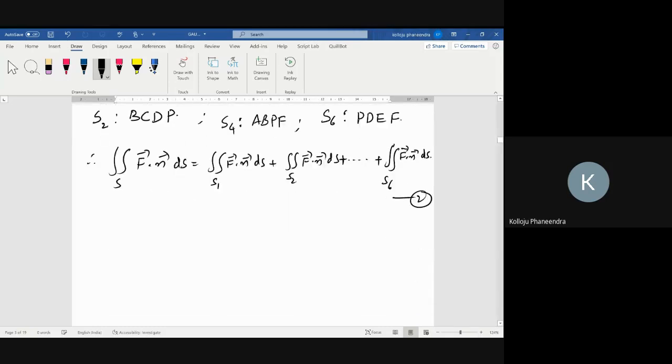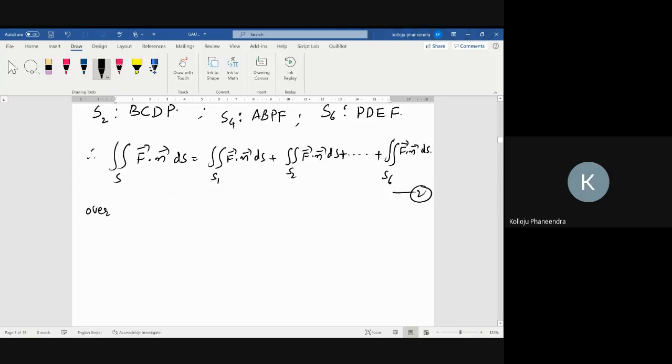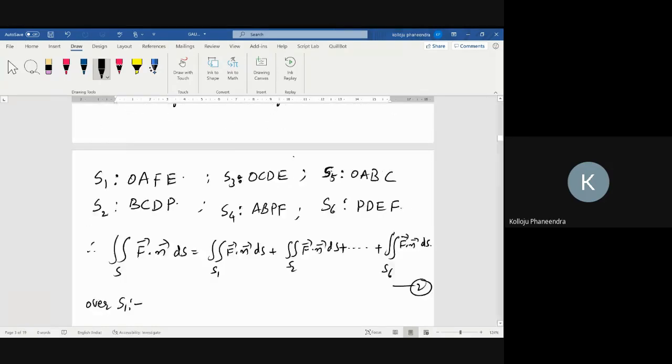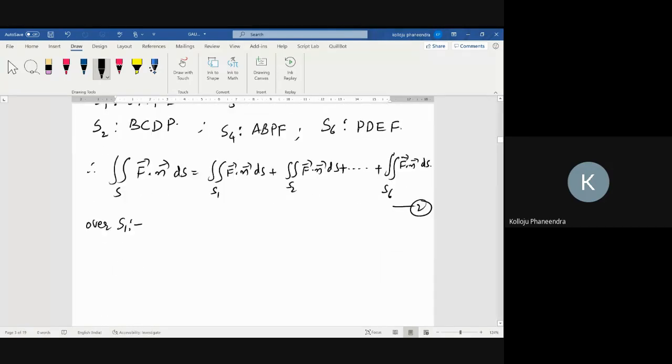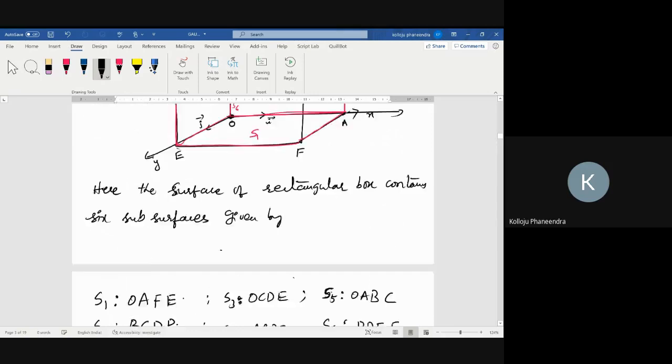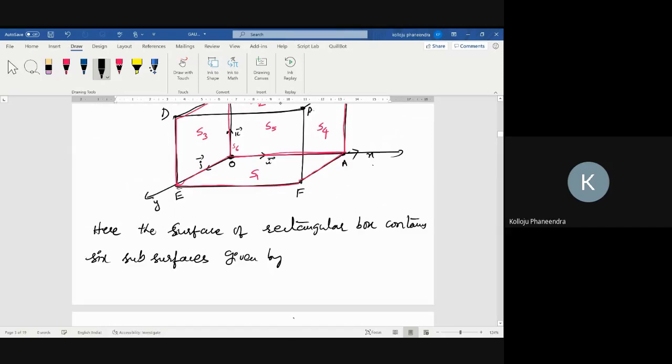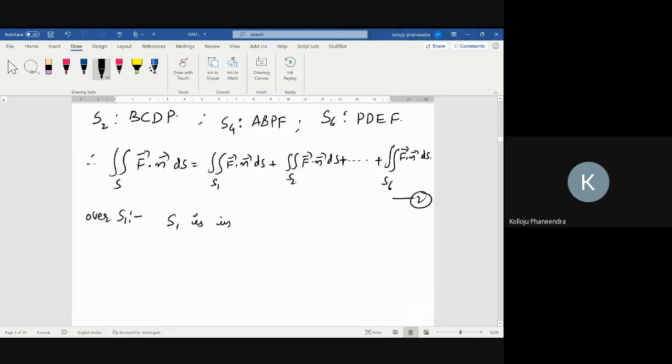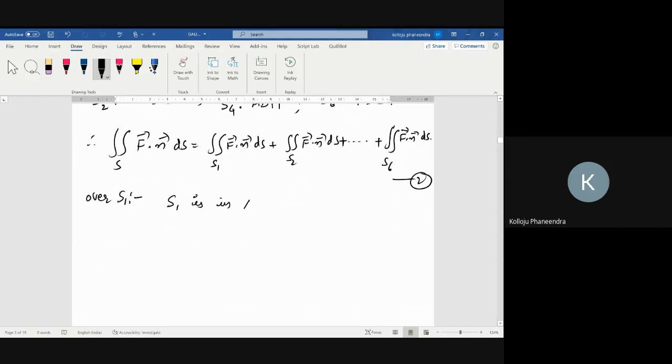Now let me evaluate one by one. First, over S1. What is the S1 surface? Already told you, the S1 surface is the bottom surface. S1 is in what plane? It is in the XY plane, right? S1 surface is in the XY plane.